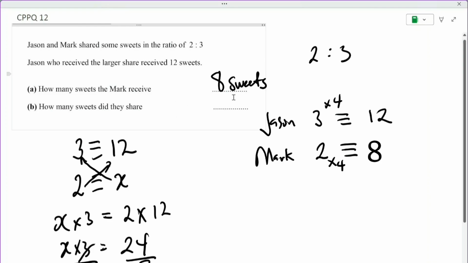Mark received 8 sweets. Jason received 12 sweets. We've solved to get that Mark received 8 sweets. And from the question, we know Jason received 12 sweets.